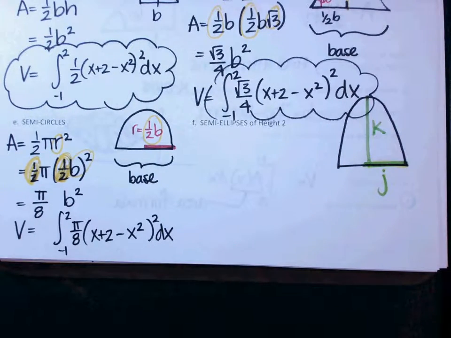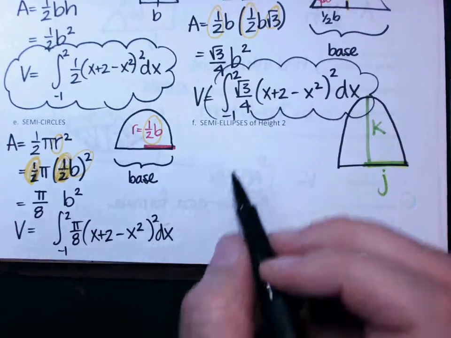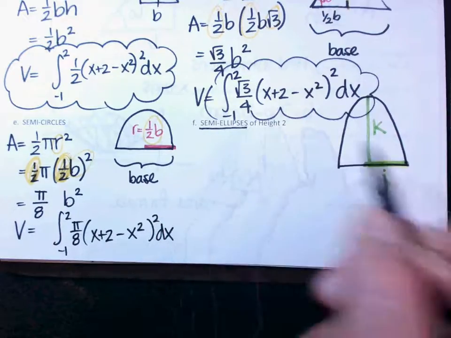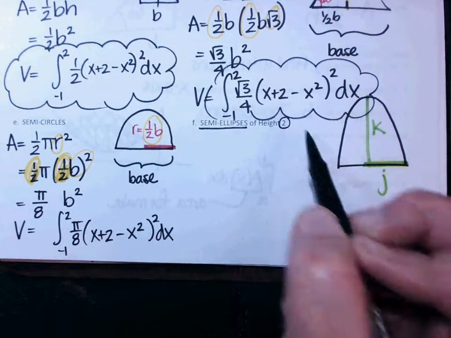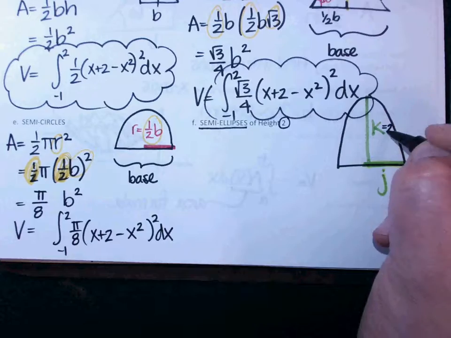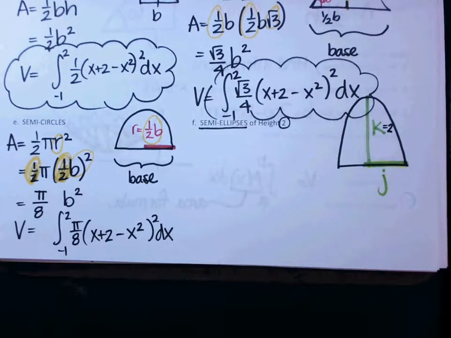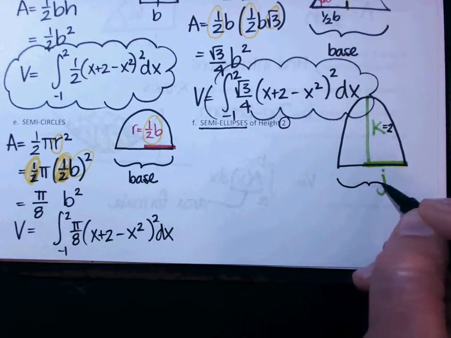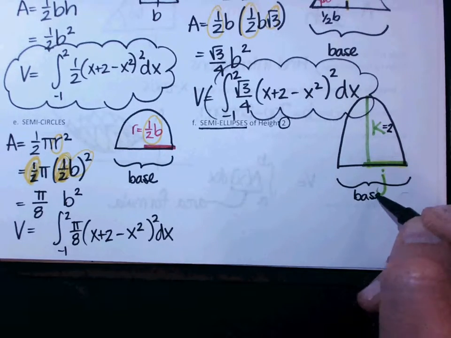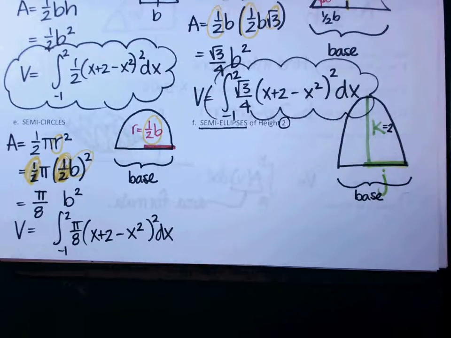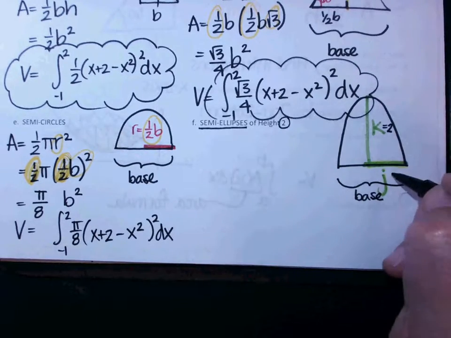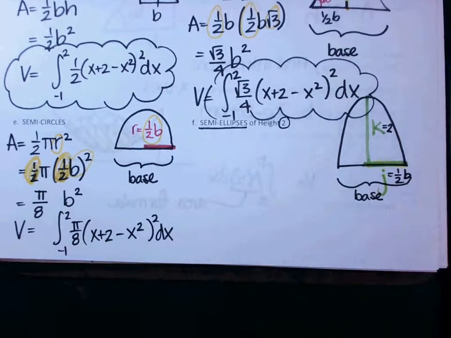Okay, read what it says. What is the height of my ellipse always? It says I want a semi-ellipse with a height of 2. So, what is K always? 2. Now, J, remember, this entire distance is the base. So, what would I call J? Yes, half of the base, right? Because this is only half of the way across. Because it's a radius, it's not a diameter, it's half of the way across.